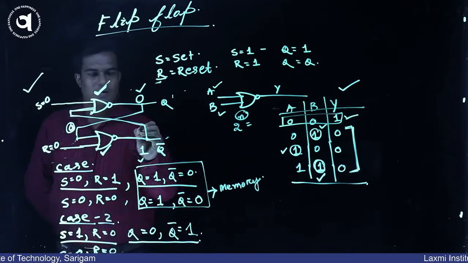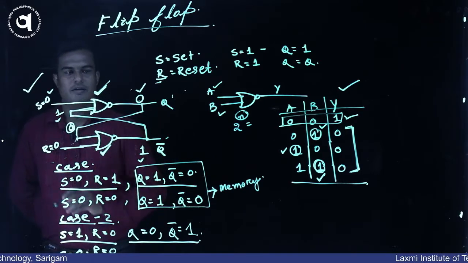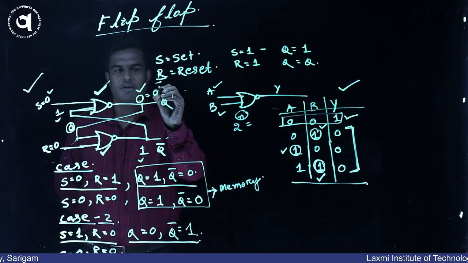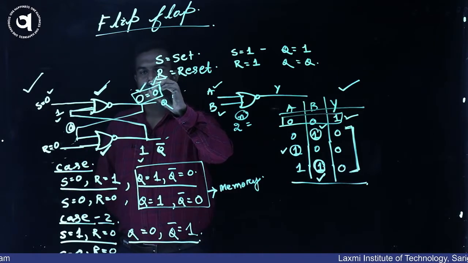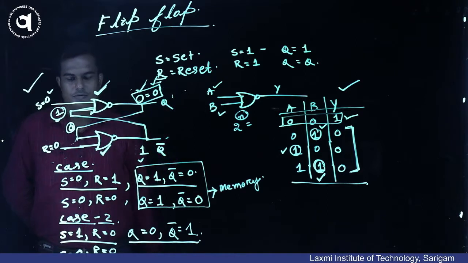So here the input to the first NOR gate is 0 and here it is 1. So obviously the output will be equal to 0. This is the new output, and this is the previous output. Since one of the inputs equals 1, the output will be equal to 0.